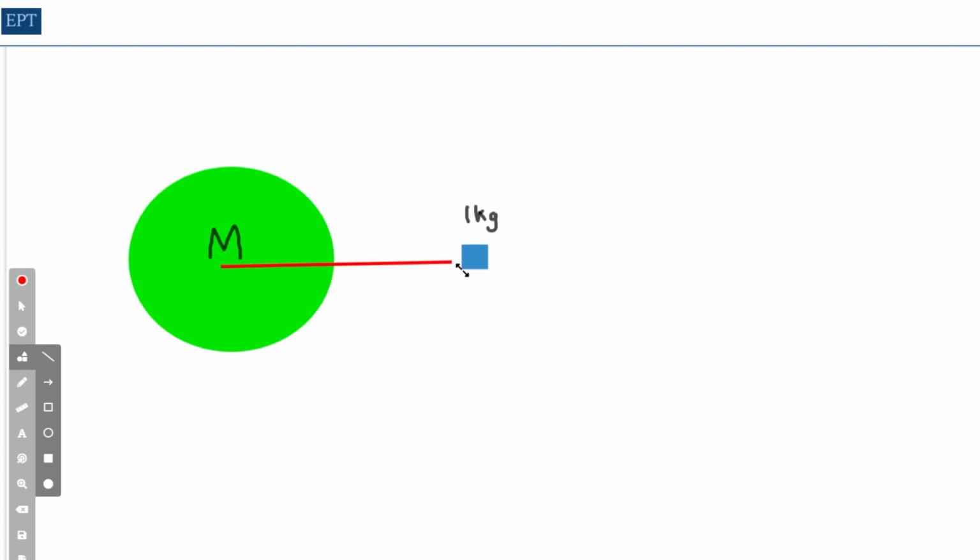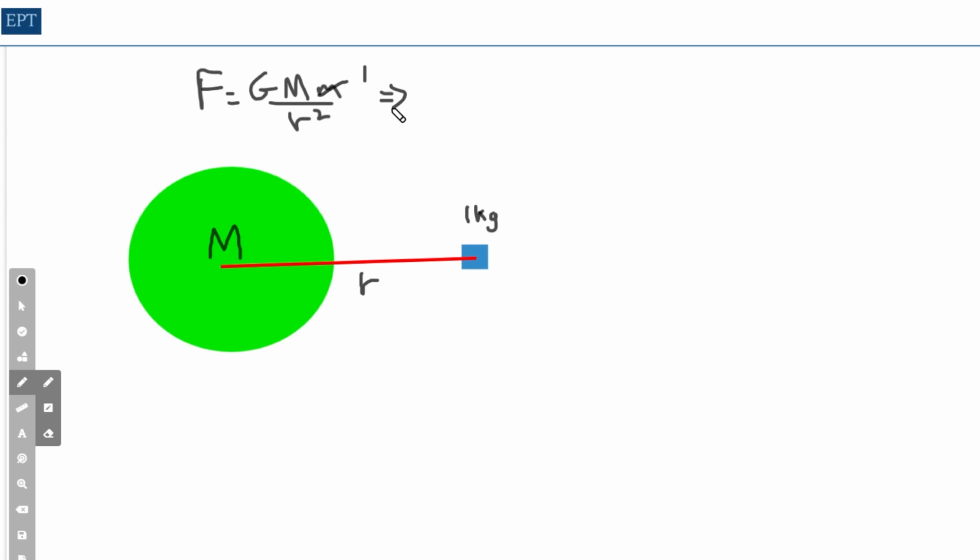Having looked at the forces between two masses, we now turn our attention to thinking about how much energy a mass will have when it's sitting inside a gravitational field. And we're interested to start with thinking about what the energy, or potential energy, of a 1 kilogram mass would be sitting in the gravitational field at a distance r from a star of mass capital M. We already have the formulas for the force between two masses, and also for the gravitational field strength when one of the masses is set to 1 kilogram.